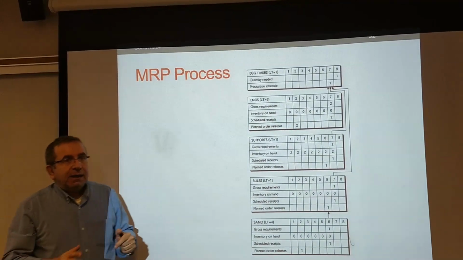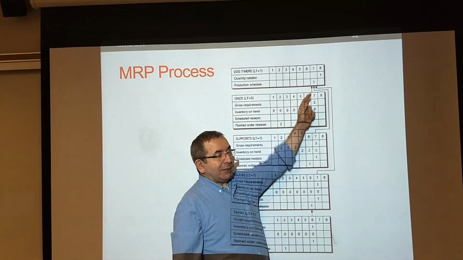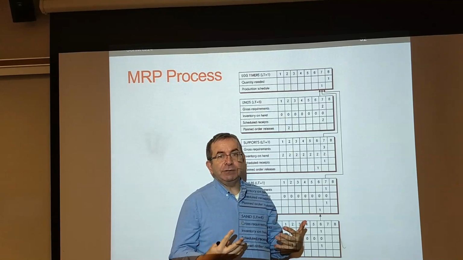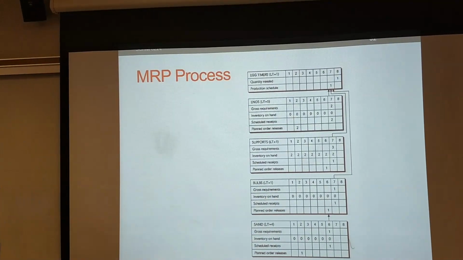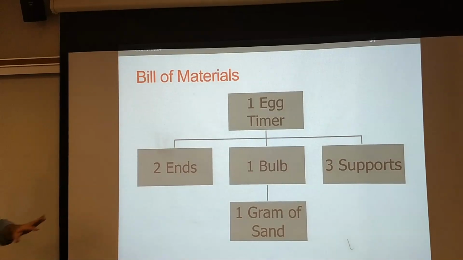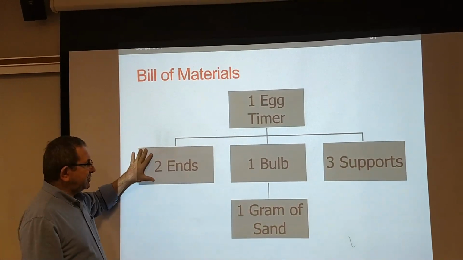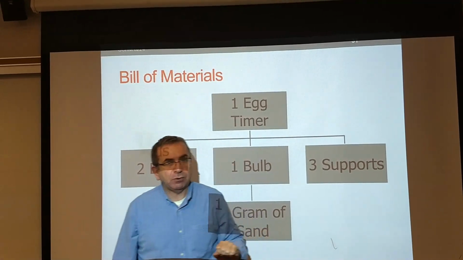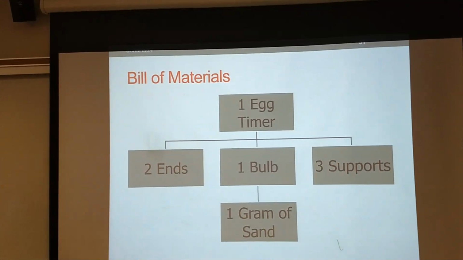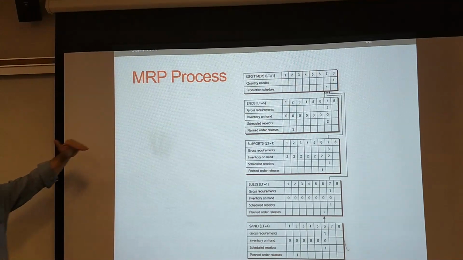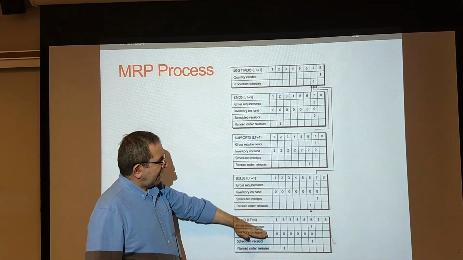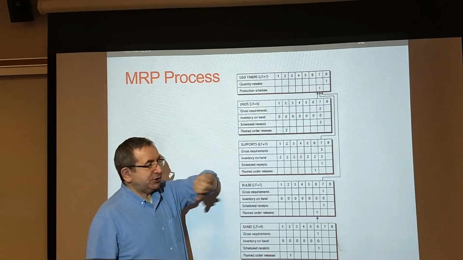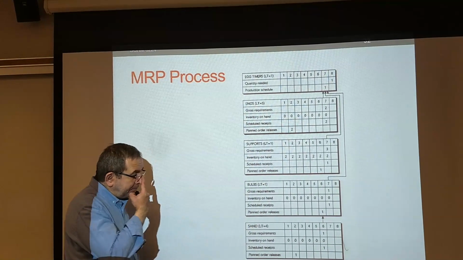However, before you can start production, you need to have a certain amount of raw materials ready. Okay? So before you can start production, you need to have a sufficient number of ends, a sufficient number of bulbs, a sufficient number of supports. Okay? So MRP starts here. Okay? This part is MRP. Okay? The top table is master production schedule. This is MRP.